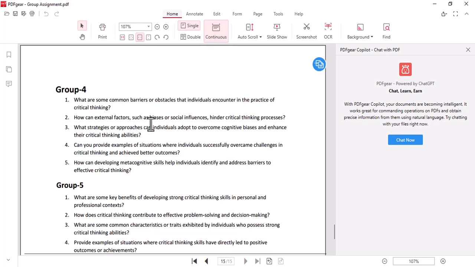What strategies or approaches can individuals adopt to overcome cognitive bias? What strategies or approaches can individuals develop to overcome barriers of critical thinking? Asking questions.